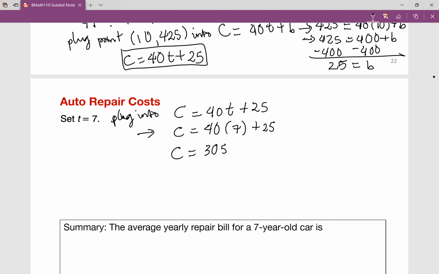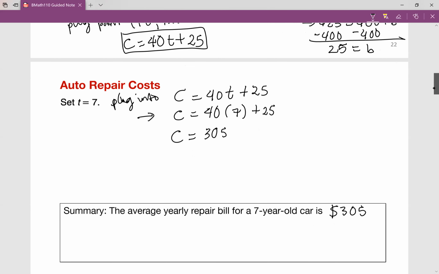Summary. The average yearly repair bill for a 7 years old car is $305. That's a little bit cheaper than I thought. But anyway, this is according to this problem. All right, let's move on.